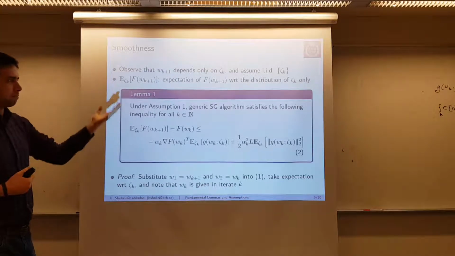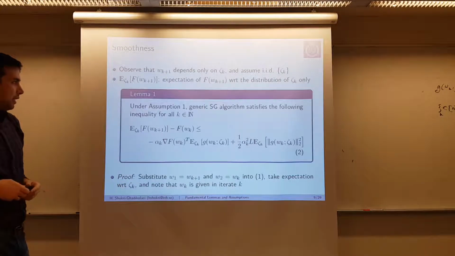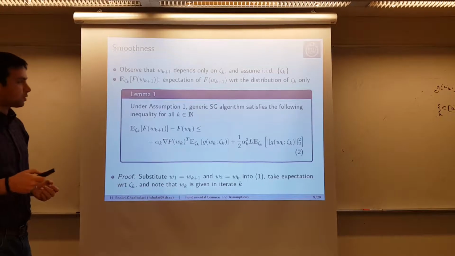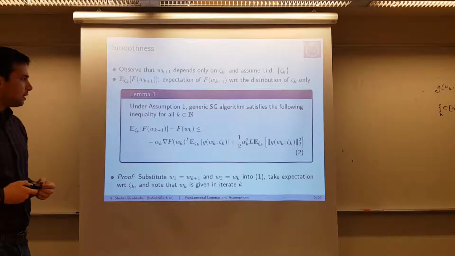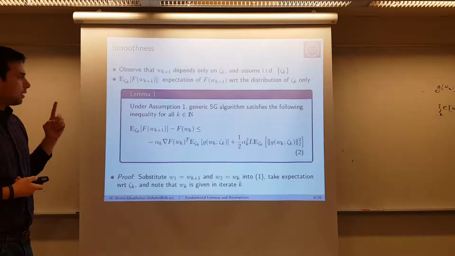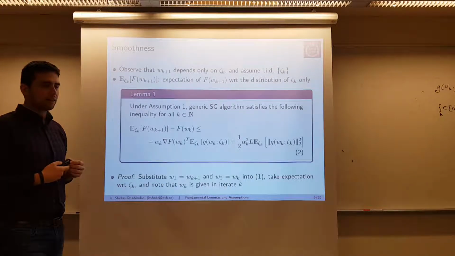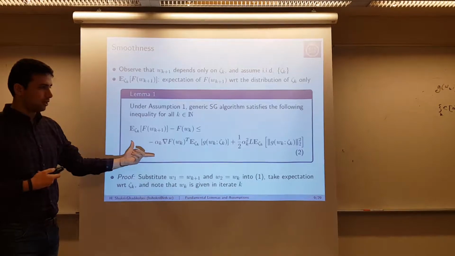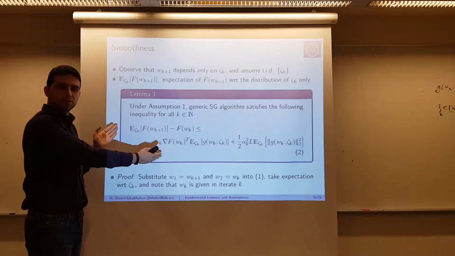So, this is very clear, okay? So now what is Lemma 1? Lemma 1 says that under Assumption 1, if this function has a Lipschitz continuous gradient, then we can say that the generic stochastic gradient algorithm satisfies this inequality, which is pretty important. We use this inequality in almost all the proofs.